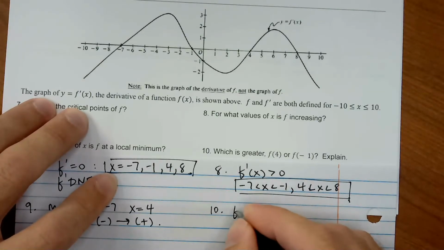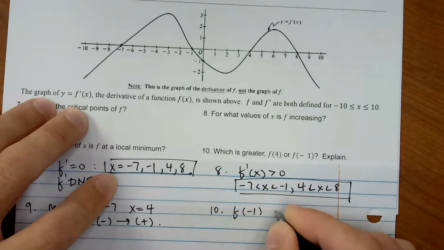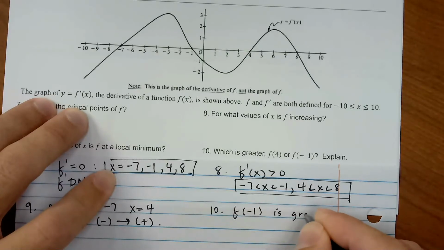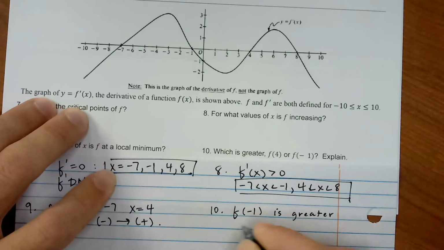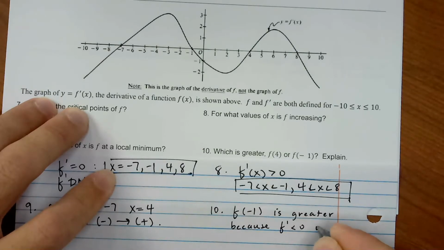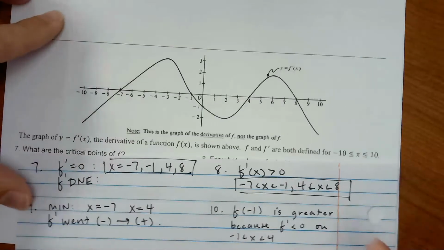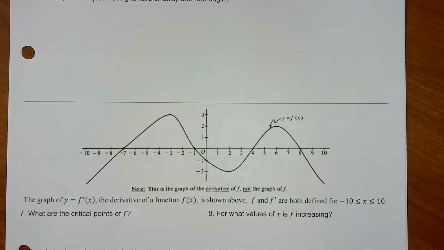So I'm going to say f of negative 1 is greater because f prime is less than 0 on the interval negative 1 to 4. I think that's a pretty solid answer there. Okay. There's one page knocked out.